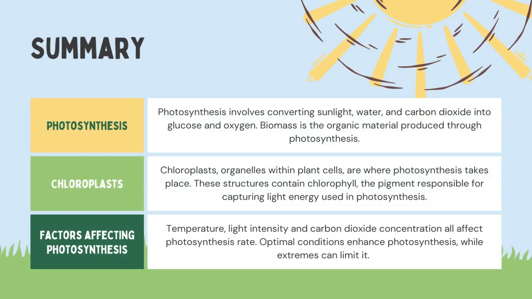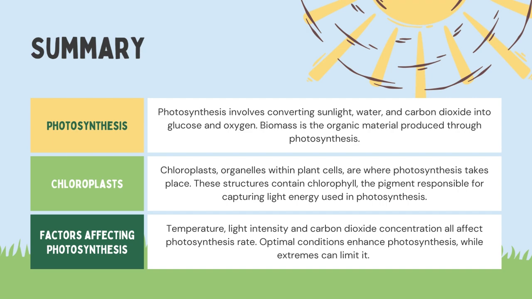Summary. Photosynthesis. Photosynthesis involves converting sunlight, water, and carbon dioxide into glucose and oxygen. Biomass is the organic material produced through photosynthesis.